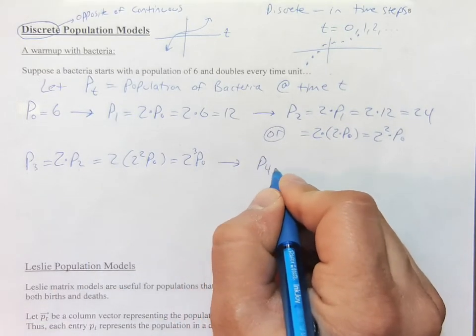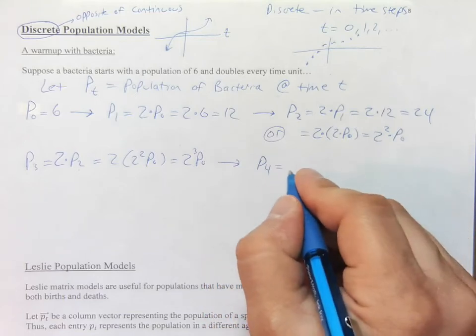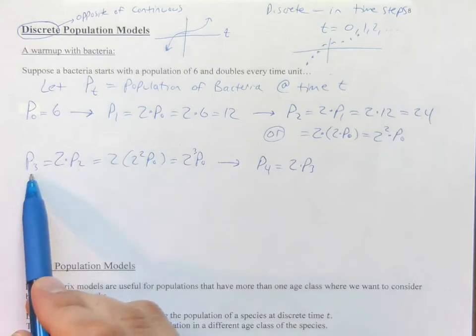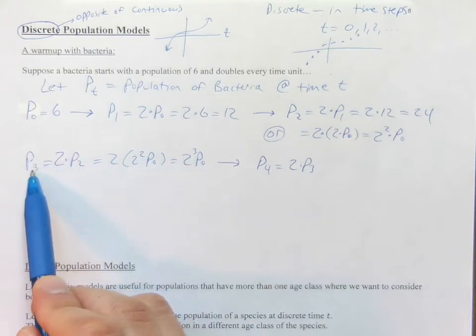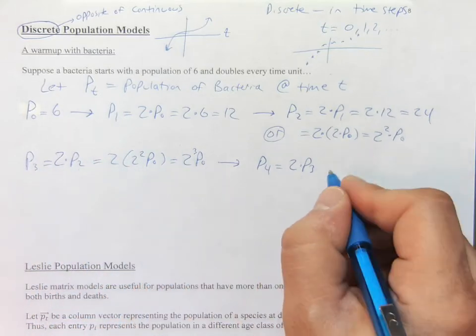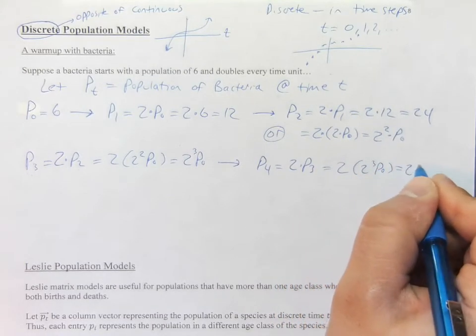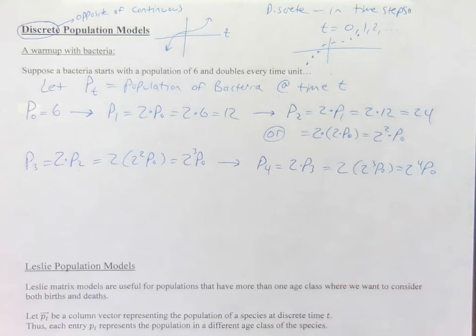So the fourth time step, P4, that's going to be twice P3. And P3 is given by this expression right here, 2 cubed P0. And so this is 2 times 2 cubed P0, which is 2 to the 4th P0. Do you see the pattern yet?